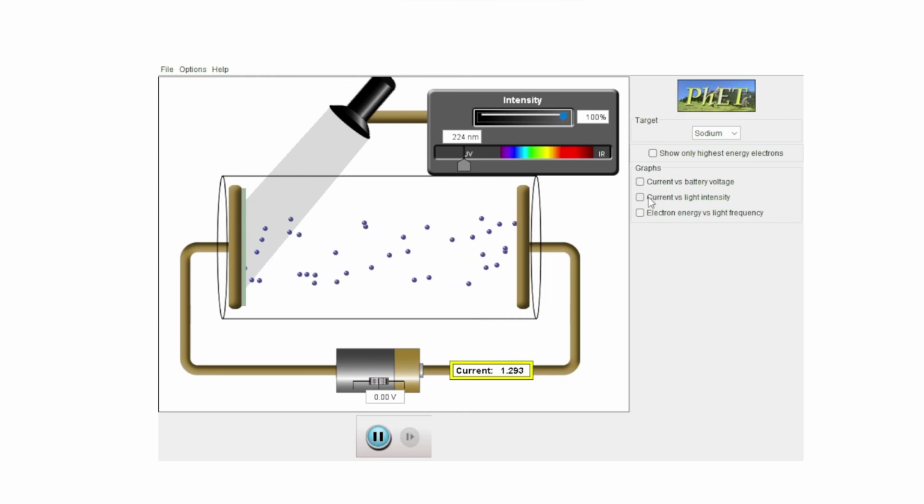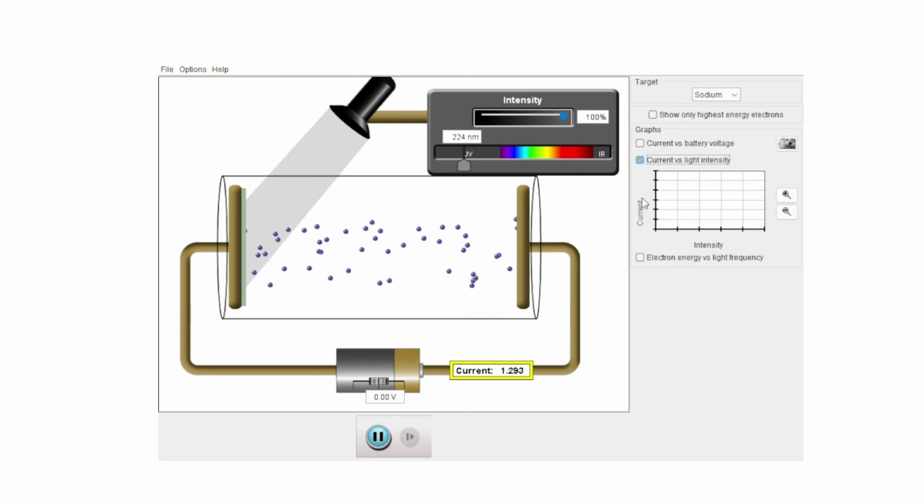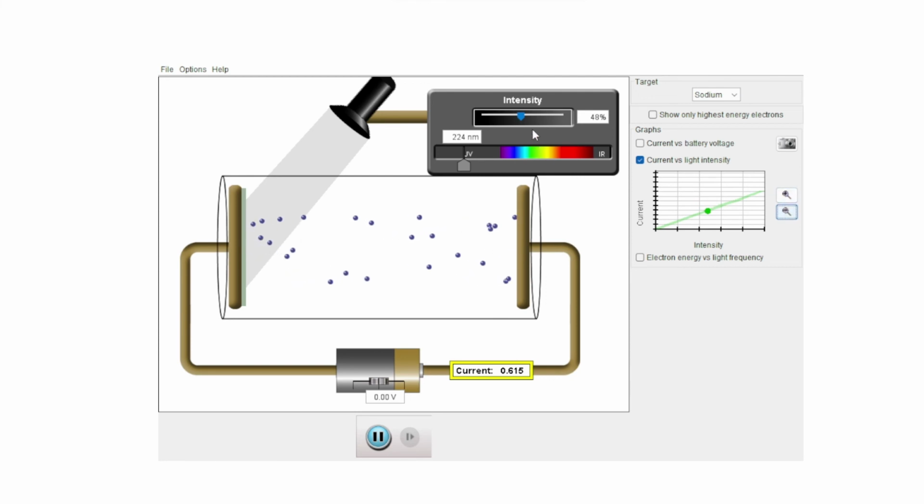And now we can also quickly take a look at our current. I believe it's off the scales right now. There it is. So you can see as the intensity of light increases, so does the current. Let's scale that down a bit. And it's pretty much a straight line proportion. But you can also see what happens if I increase the frequency due to the position of this light source. It also increases our current.